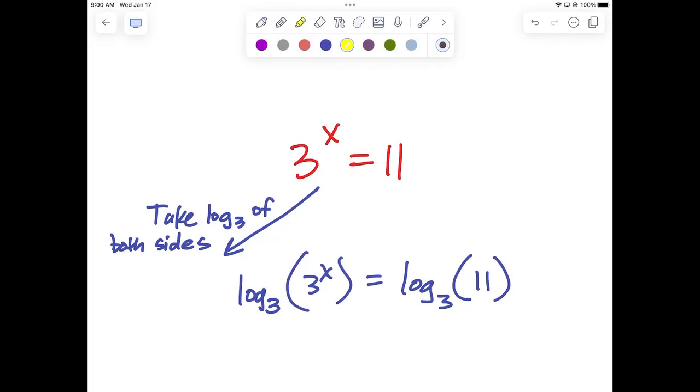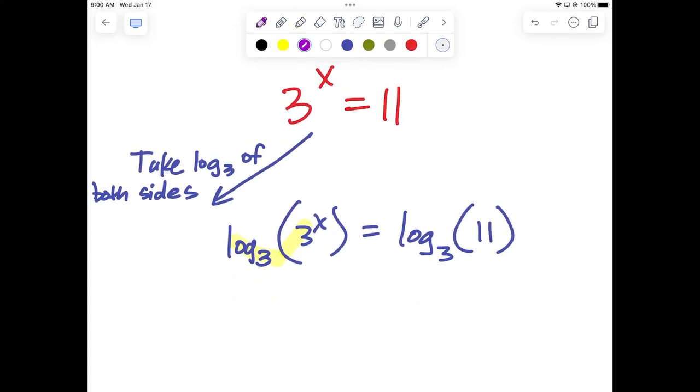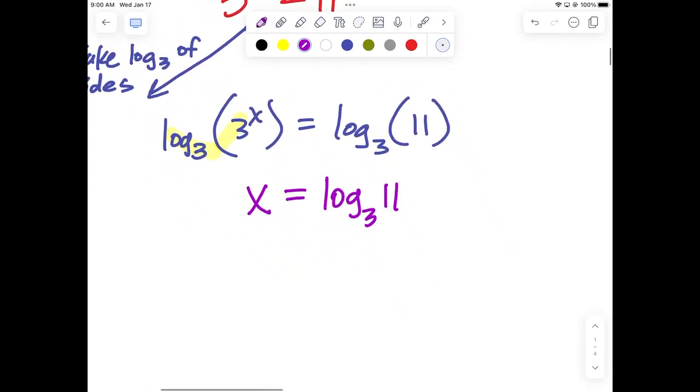Okay? Now, if logging base 3 and exponentiating base 3 are truly inverses of each other, what should become of the left side? That is, what is log base 3 of 3 to the x? We get x equals, hey, that's our goal, right? Is to declare x equals something. And I have it. It's log base 3 of 11.